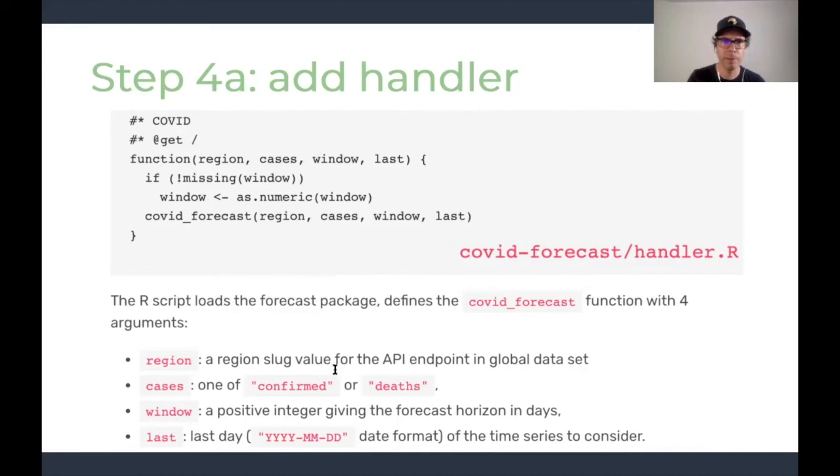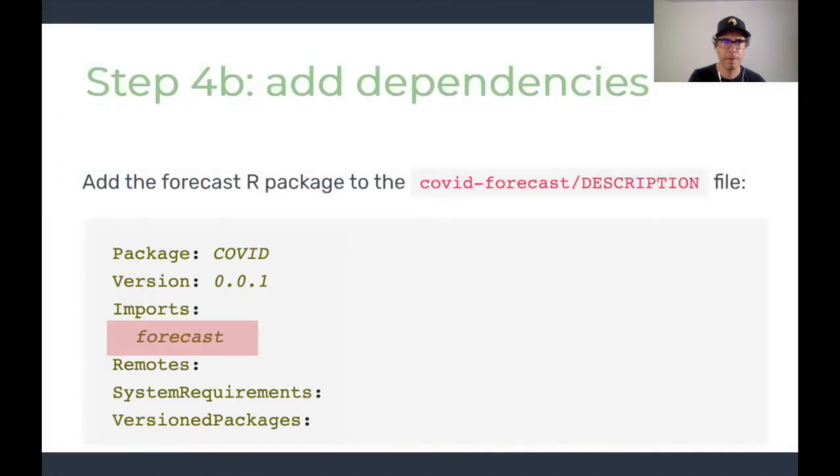You can see what parameters can be passed to the function. If your handler requires extra packages, you can add those to the DESCRIPTION file. Here we import forecast. For other use cases, you might need to add Remotes, system requirements that will be installed into the Docker image before attempting to install R packages. You can also pin R package versions.